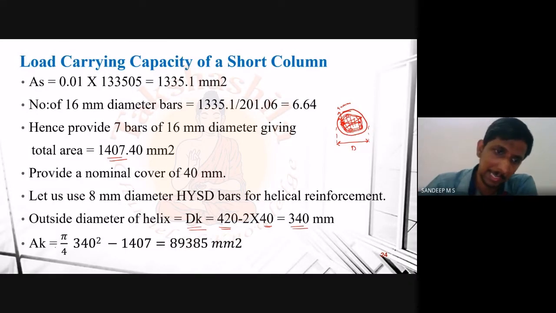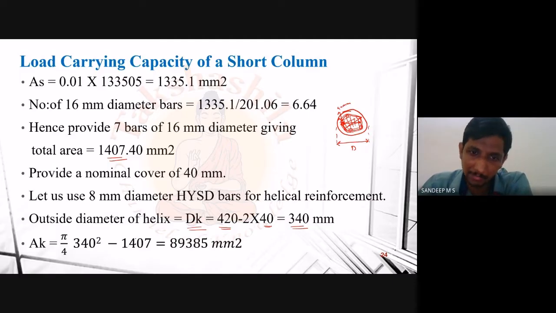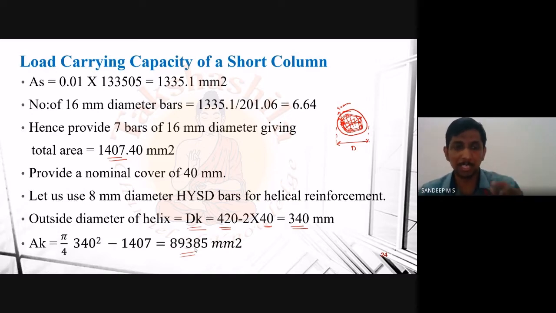I am again repeating, area of core is equal to pi by 4 into outer diameter of the helix square minus the area of longitudinal reinforcement. That will come around 89385 millimeter square. So we have found out two terms: one is the diameter of the helix, then using that we have calculated the area of core concrete.